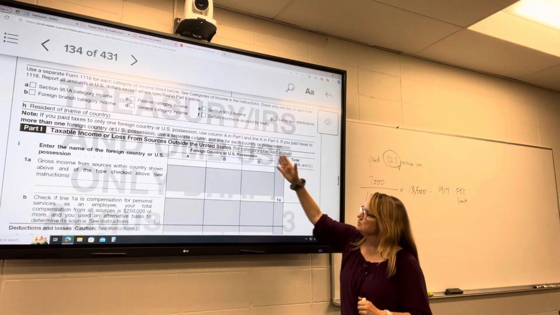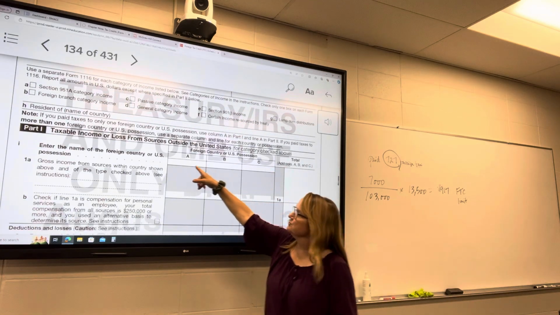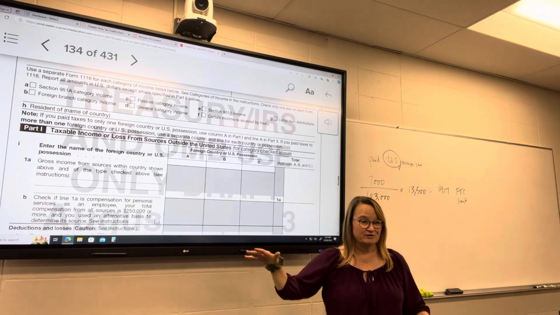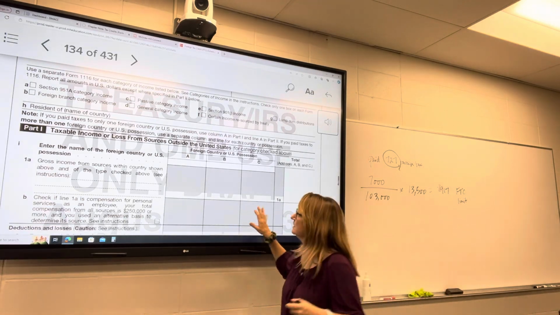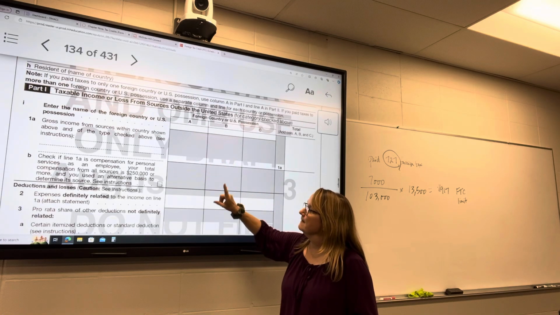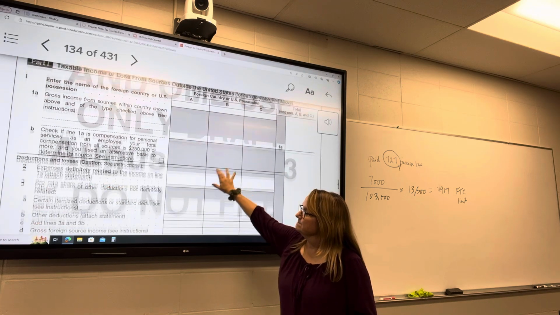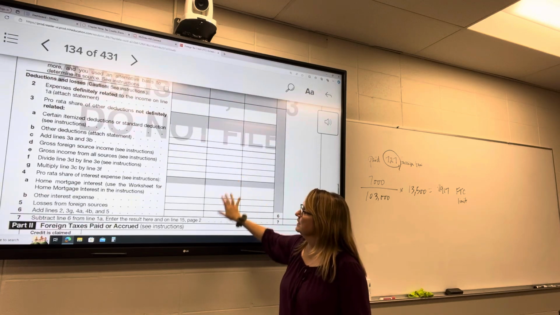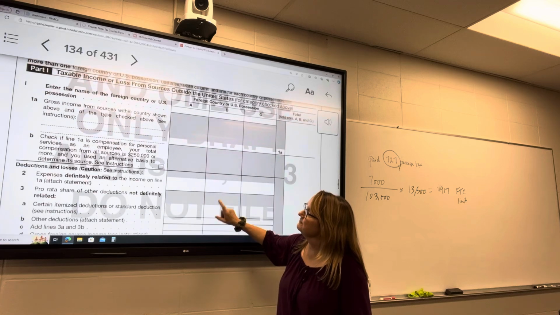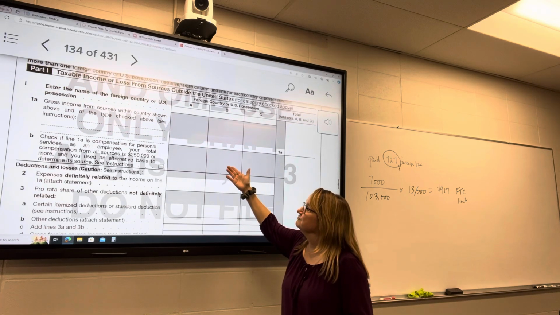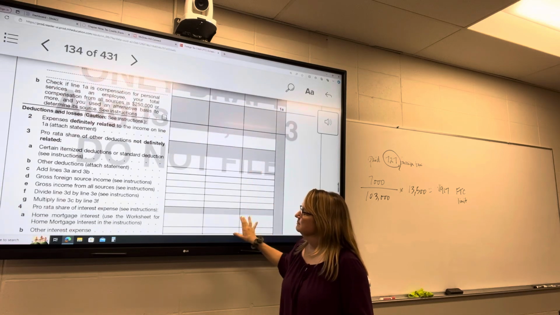Again, columns: name of the country or US possession. If it's something like a mutual fund and you just don't know, you can just put various, a bunch of different countries. Gross income from sources within the country above. Deductions, I've never used the deductions, but okay. I guess this is if it's compensation. Yeah, you can take it for compensation as well, because that's income.